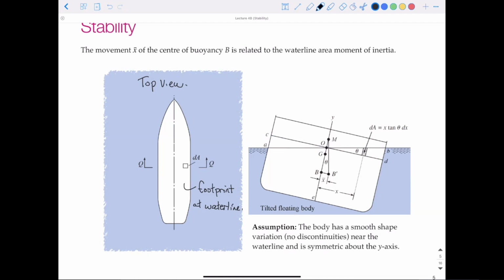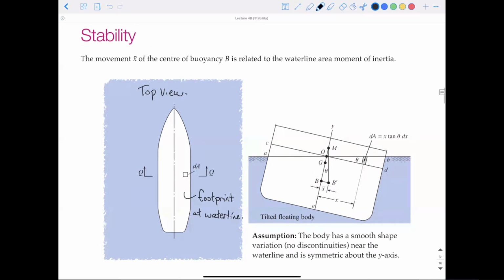We also have to assume, in order to do this calculation, that the body has a smooth shape. There are no discontinuities in the shape near the waterline. And we also have to assume that it's symmetric about that vertical y-axis. So we don't have an asymmetric shape, and we don't have a shape with jagged edges or parts missing. Assuming it's a nice regular shape, and it is symmetric about that vertical axis, all those things have to be true for this analysis to work. Otherwise, you'll have to get into more difficult computational methods to determine stability. But for general shapes, we can use this method quite easily.